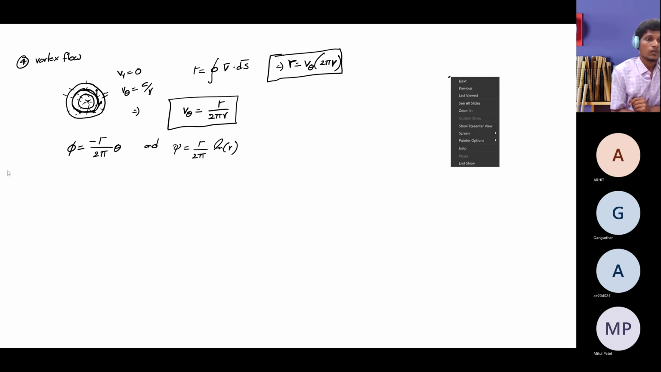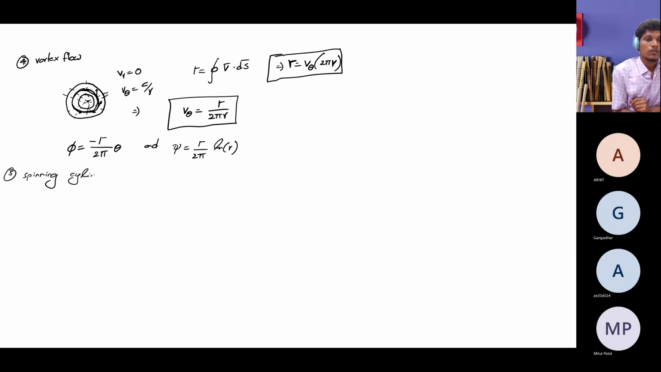Let me try. Spinning cylinder in uniform flow field. What will it create? It will create a net pressure difference, and it will create a lift on the spinning cylinder, and the corresponding flow will look like this. Your stagnation points, earlier the stagnation points were on the diameter axis, but now they came to these two positions.